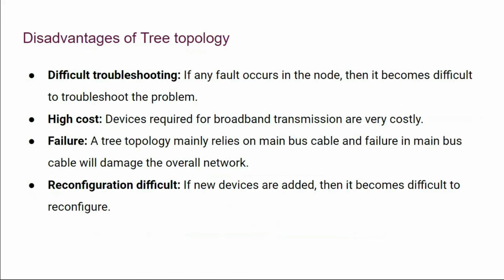And disadvantages: if you want to troubleshoot any one particular node, it's somewhat difficult. And cost, compared to bus topology, is somewhat higher because we are going for broadband transmission here. And as I said, it is a combination of star and bus topology, so if the bus cable line fails, it will affect the overall network. Reconfiguration: we can add nodes easily, but reconfiguration is somewhat difficult. So these are the disadvantages of tree topology. In the next video, we will see the remaining topology types. Thank you.